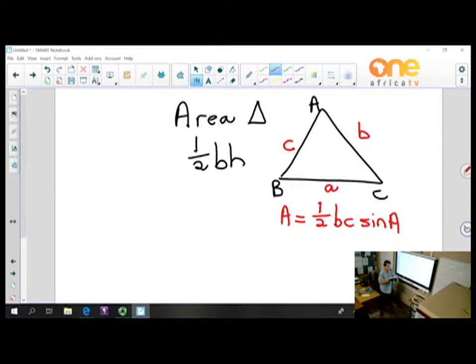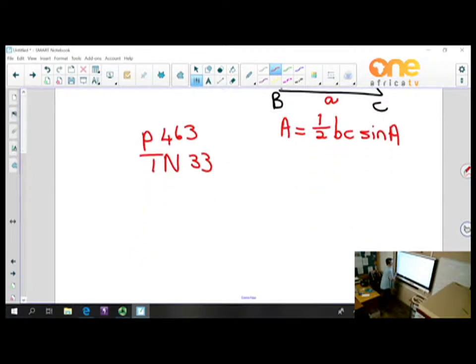In the textbook, you can look there now on page 463, and we're looking at Try Now 23. Now, this is very easy because this is just in right angle triangles. If you look there on the exercise, it's just a right angle triangle. We work with half base height. Just remember that your base and your height must be perpendicular.